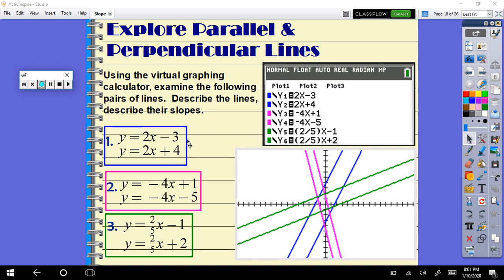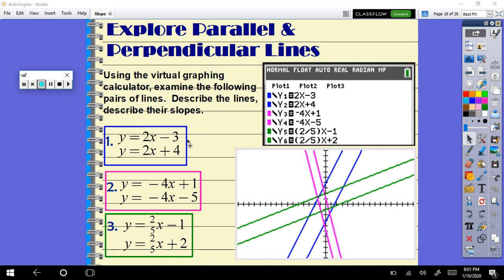And then I graphed them, and I put my zoom 6, which centers my screen on the X and Y axes, and zoom 5, which makes it look square. Well, do you see that the pair of blue lines is parallel, the pair of pink lines is parallel, and the pair of green lines is parallel?